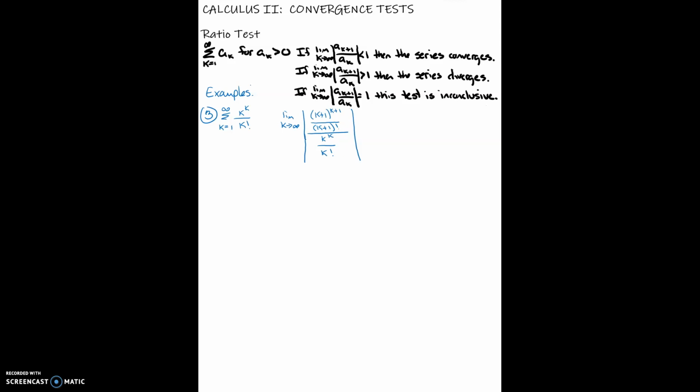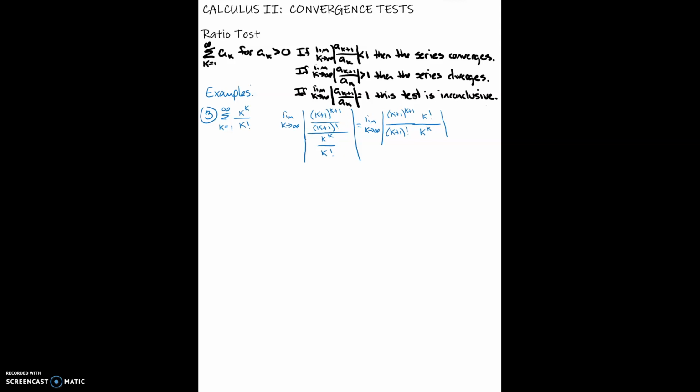Right, so let's see if we can make some sense of this. First thing I'll do is just clear that complex fraction. Still have k plus 1 raised to the k plus 1 in the numerator and k plus 1 factorial in the denominator. But now I'm going to multiply by the reciprocal. I've got k factorial over k to the k. Let's see, what else can we do?